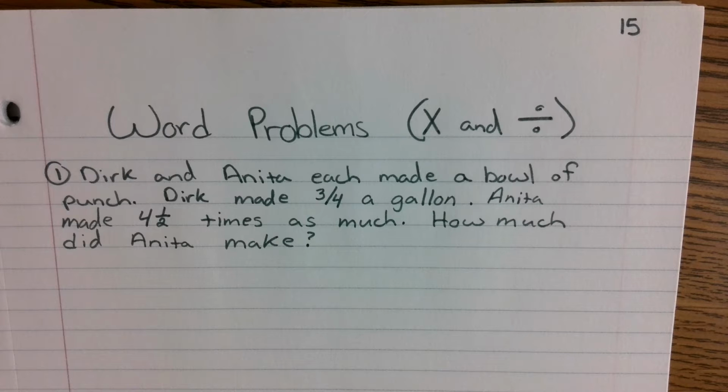All right, Dirk and Anita each made a bowl of punch. Dirk made 3/4 of a gallon, and Anita made 4.5 times as much. How much did Anita make?